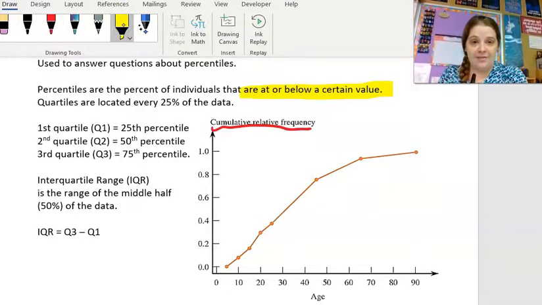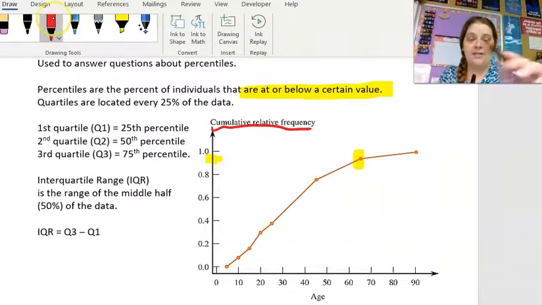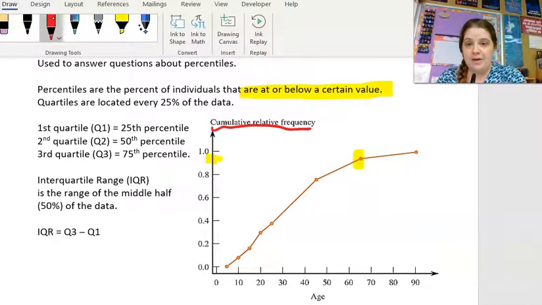When I look at this spot right here, this is like 60, I don't know, like 65. What this is saying is that, and I look over, that looks like about 90%. This is saying that 90% of the people were 65 or younger. When I look at this little spot right here where 10 is, okay, and I look over, that looks like about 10%. That's saying that 10% of the people were 10 or younger.